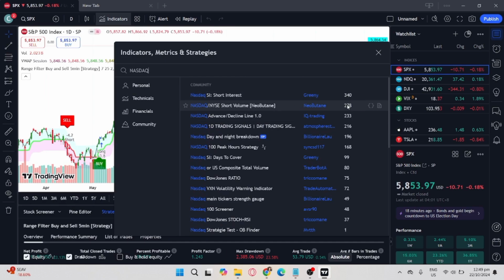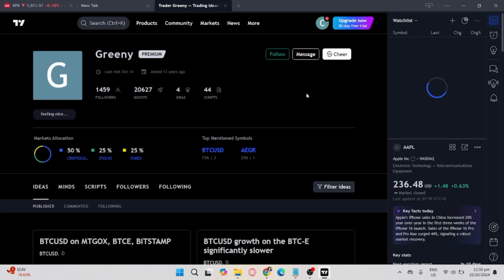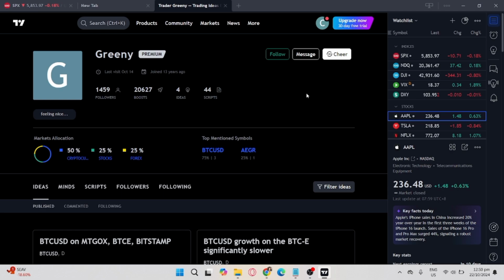But in this case, I'm going to select this NASDAQ SI short interest, which means short selling activity on the NASDAQ market. I selected this because it shows how many shares are being short sold on a stock, giving a pulse on market sentiment. Like if the short interest is high, it often signals that investors are betting the price might drop. I choose this because it's a powerful indicator for spotting potential opportunities like short squeezes, where a lot of investors might suddenly buy back shares, causing the price to surge.